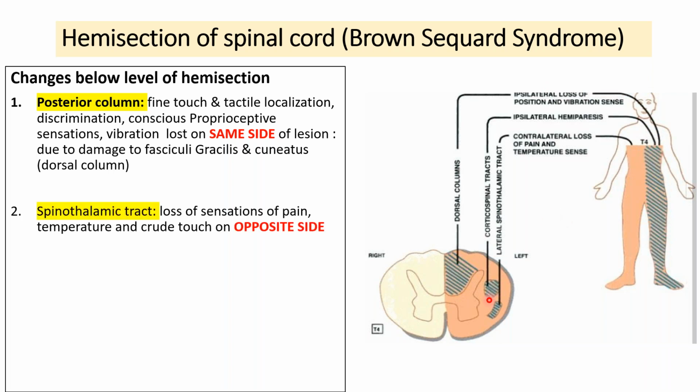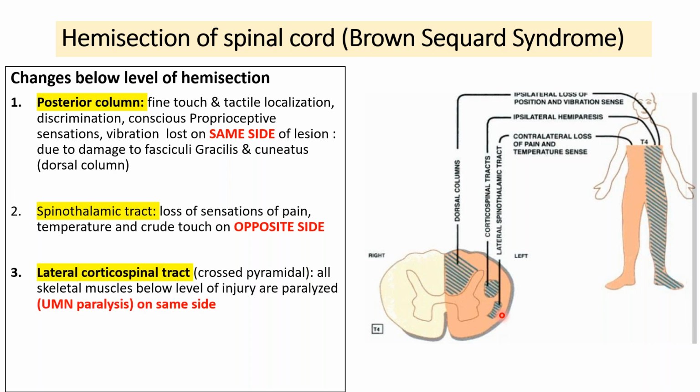Now the spinothalamic tract. Now remember, where did the spinothalamic tract have to cross? At the level of spinal cord through the white commissure, and then it had to ascend up. So there will be loss of sensation to pain and temperature on the opposite side in case of spinothalamic tract.